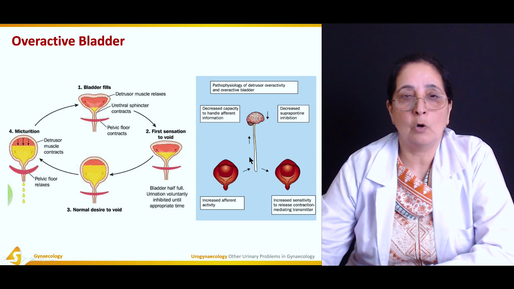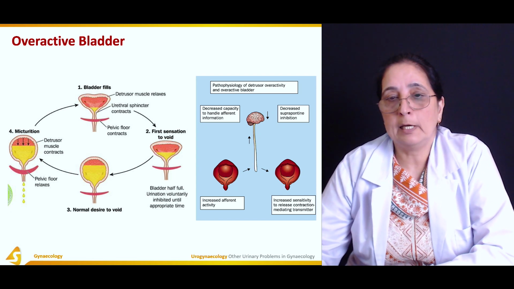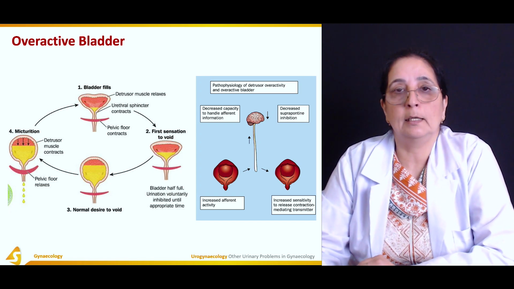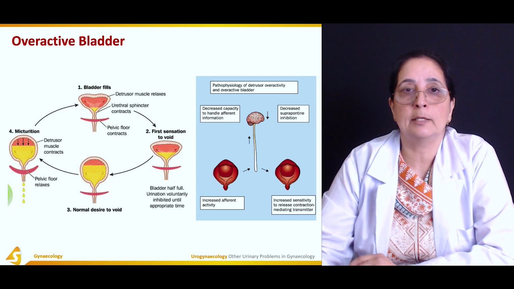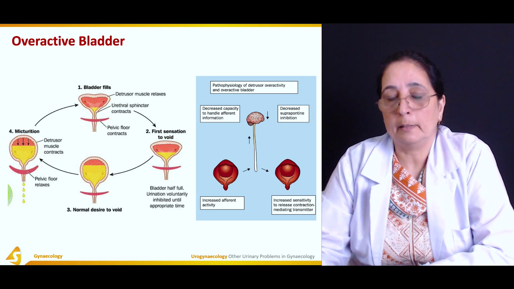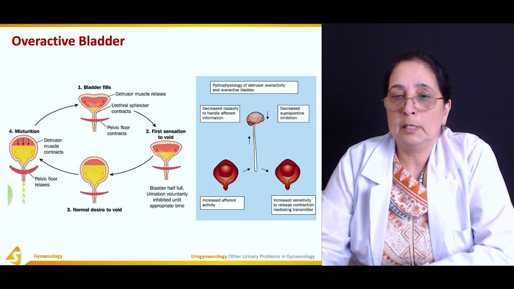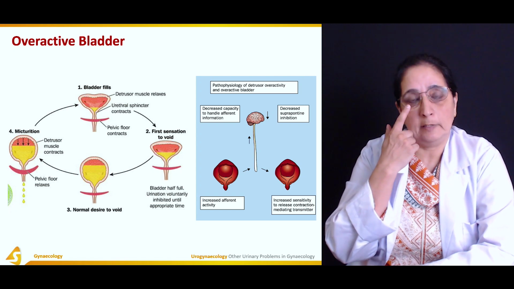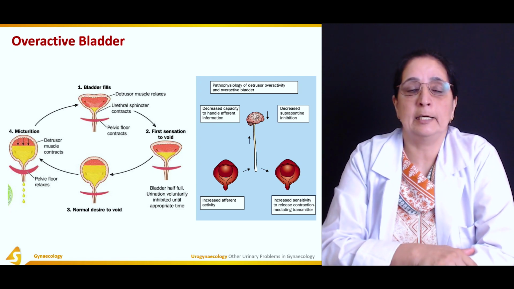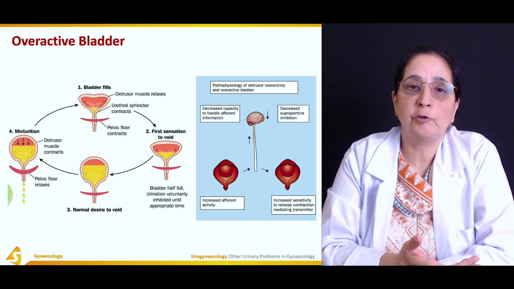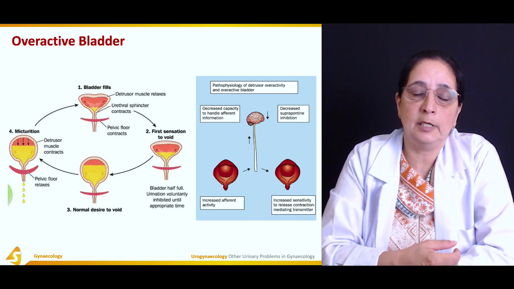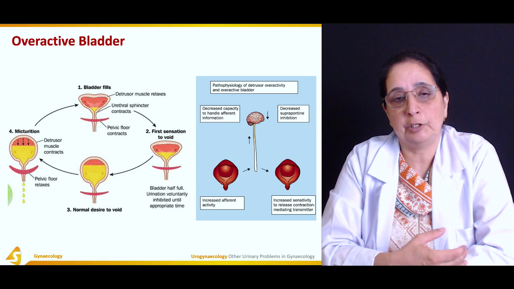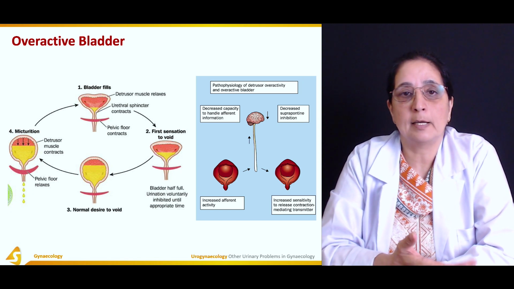So this was about the normal process of micturition. What happens in overactive bladder, usually, is there is decreased inhibition by the suprapontine brain, and with the decreased suprapontine inhibition there is increased sensitivity to the contraction-mediating neurotransmitters, and with increased sensitivity, contraction of the detrusor muscle is increased, and this increased contraction leads to increased afferent activity.